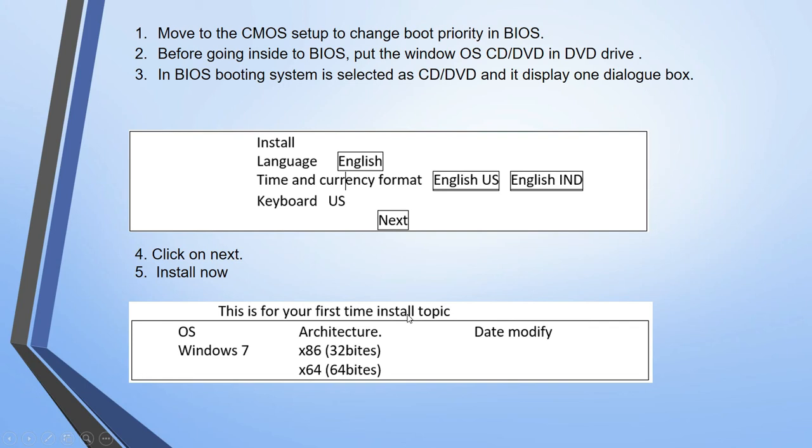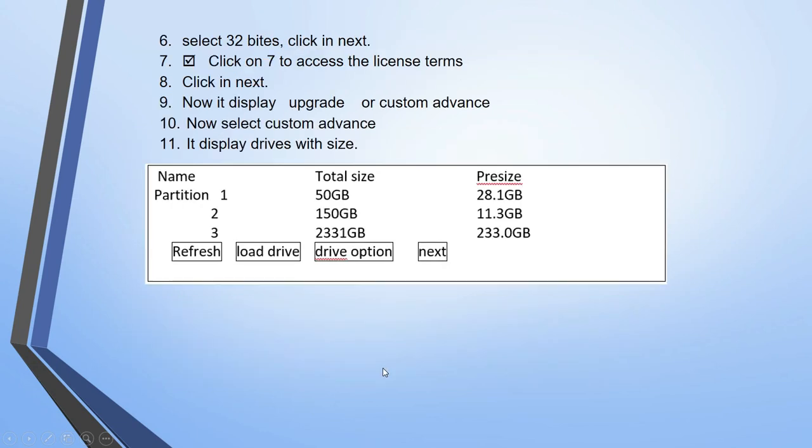So when you click on Install Now, it asks you this type of thing. OS is Windows 7, architecture is there, x86 and x64, 32 bits or 64 bits formats are there. After that, select the 32 bit, then click on the Next option.